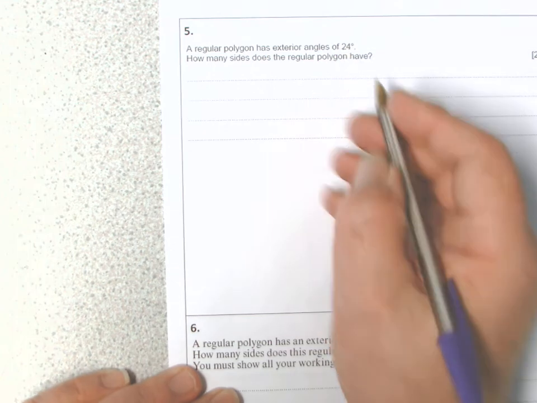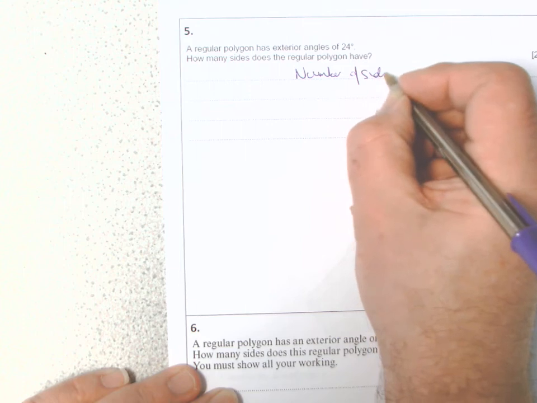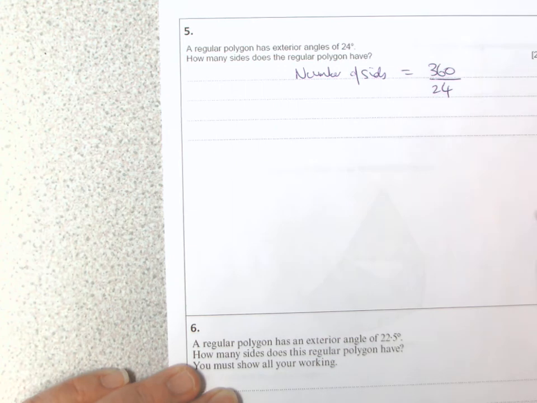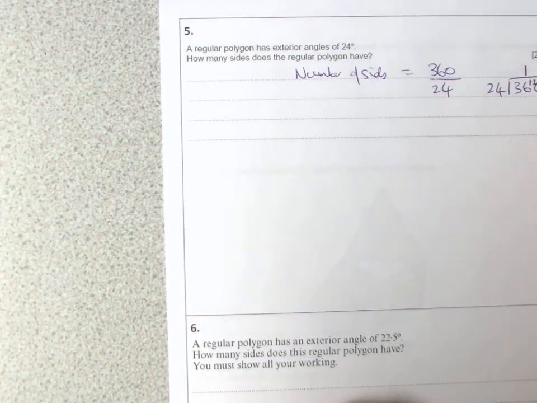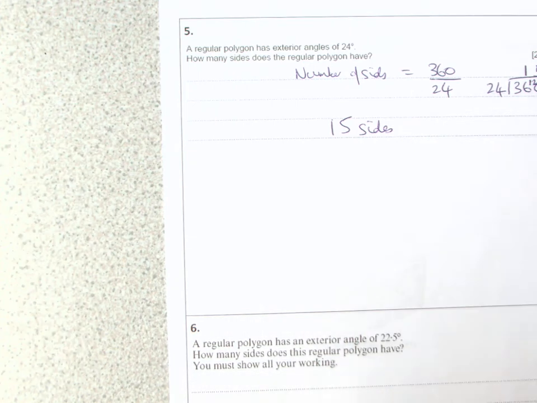Okay, exterior angle. Again, how many sides? So for the number of sides, I divide 360 by the exterior angle, 24. So 24 into 360. 24 into 36 goes once. 12 left over. As we can see, 12 is half of 24. So 24 into 120 will go 5 times. Half of 10 is 5. So there are 15 sides.